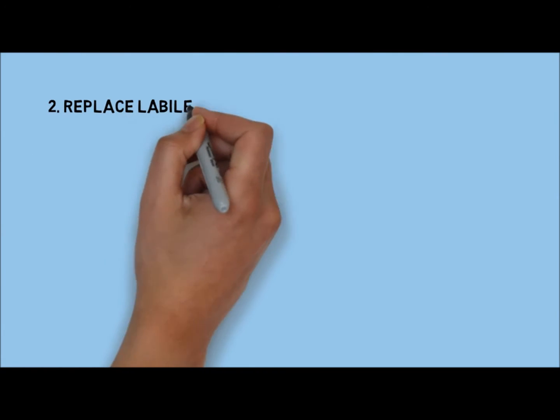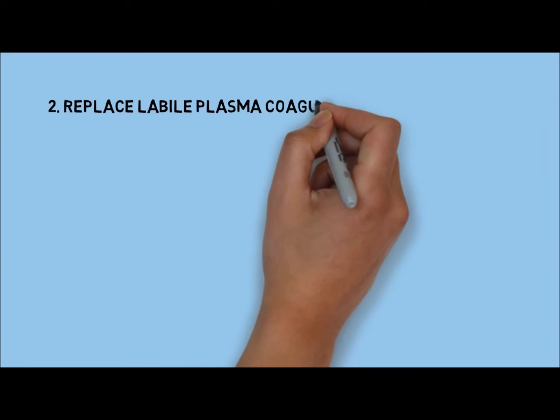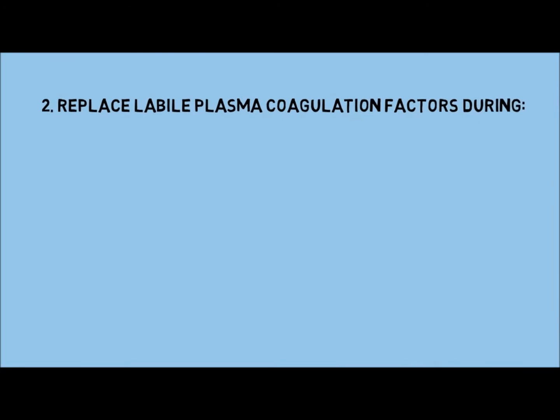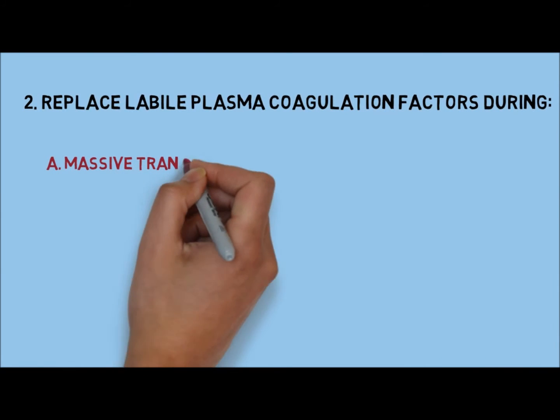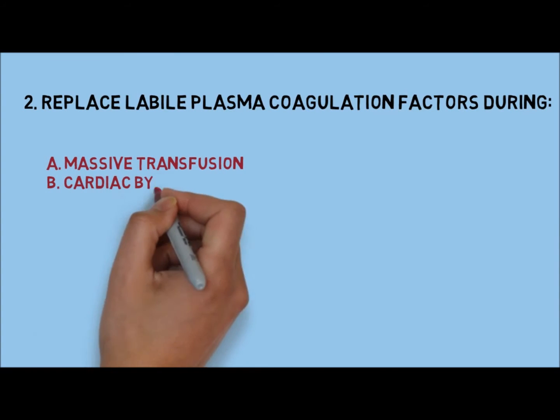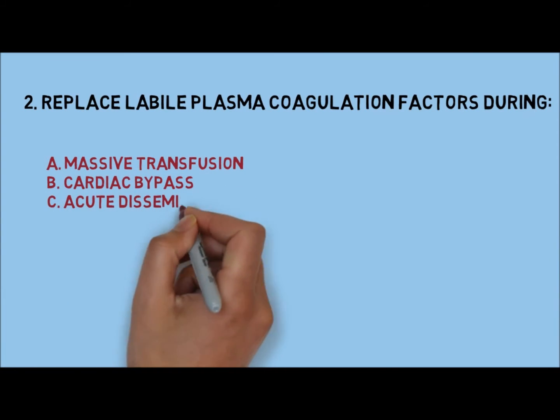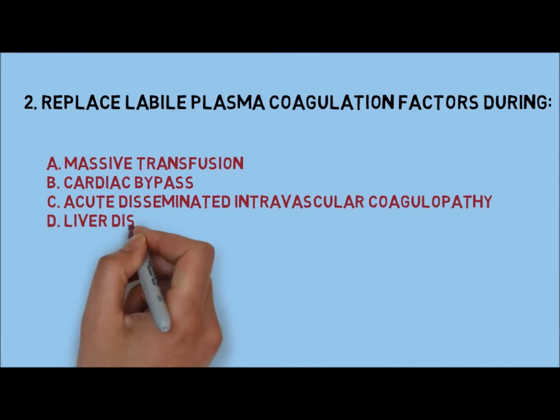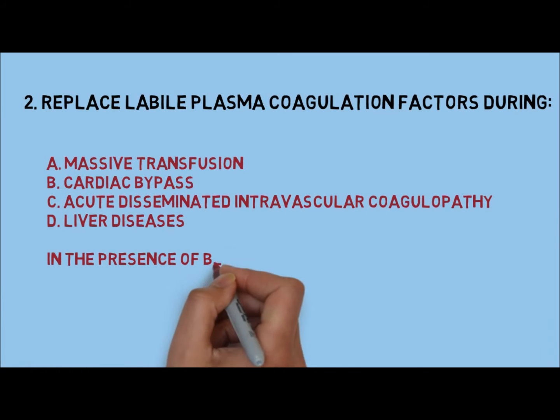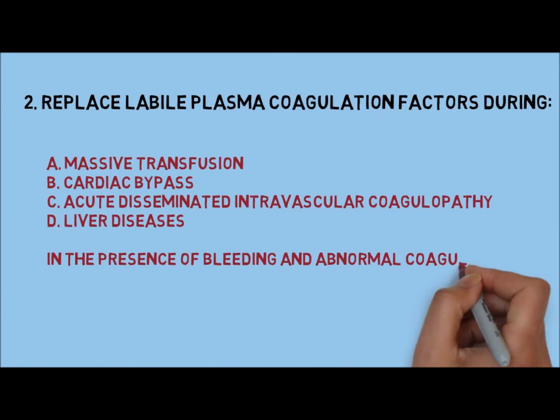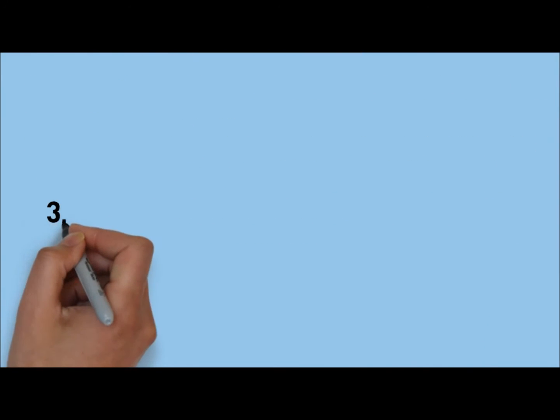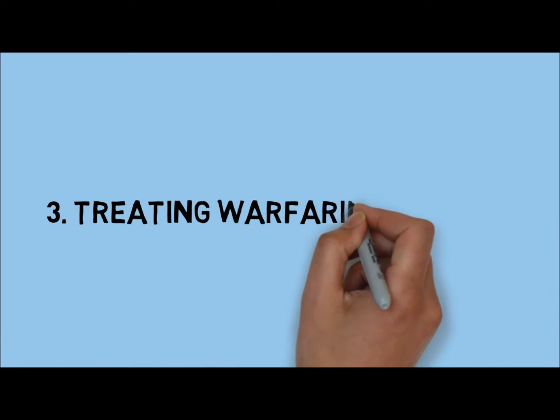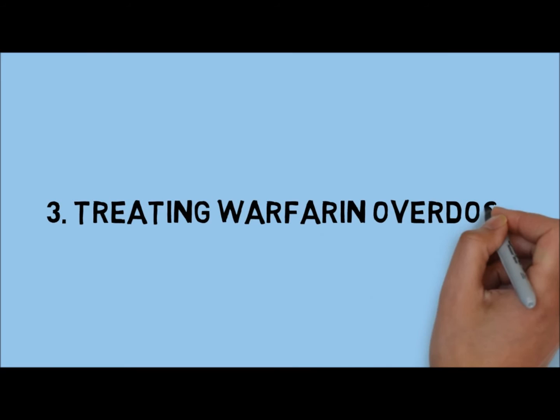Coming to the second positive outcome, FFP transfusion allows for the replacing of labile plasma coagulation factors during several kinds of conditions, and these are as follows. A. Massive transfusion. B. Cardiac bypass. C. Acute disseminated intravascular coagulopathy. And D. Liver diseases, all in the presence of bleeding and abnormal coagulation. Coming to the third positive outcome, FFP transfusion allows for the treating of warfarin overdose. Warfarin is also termed as Coumadin.